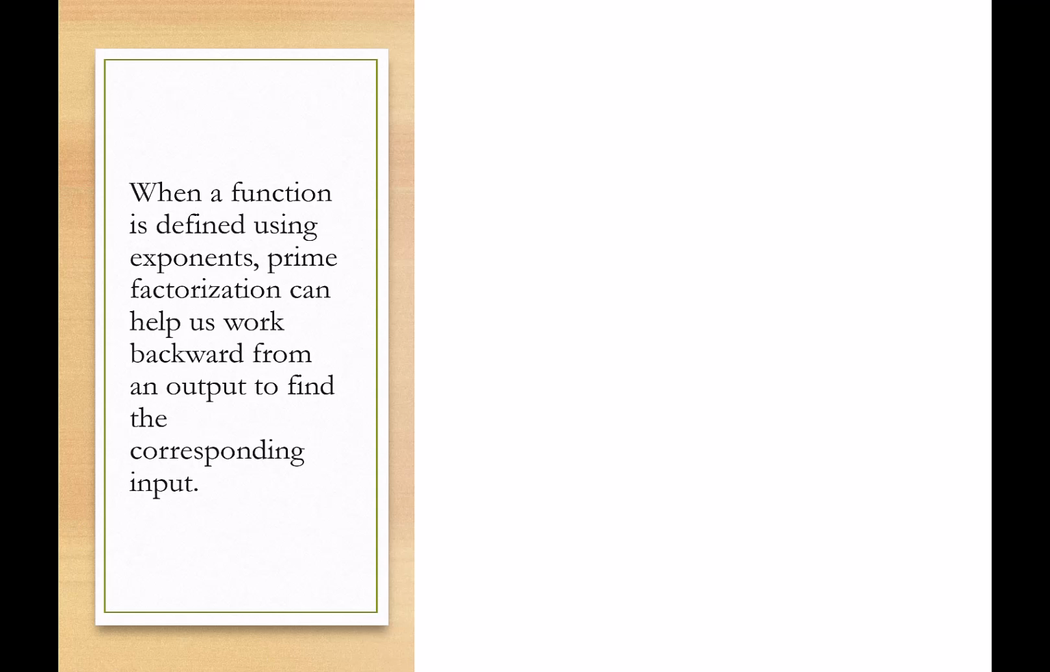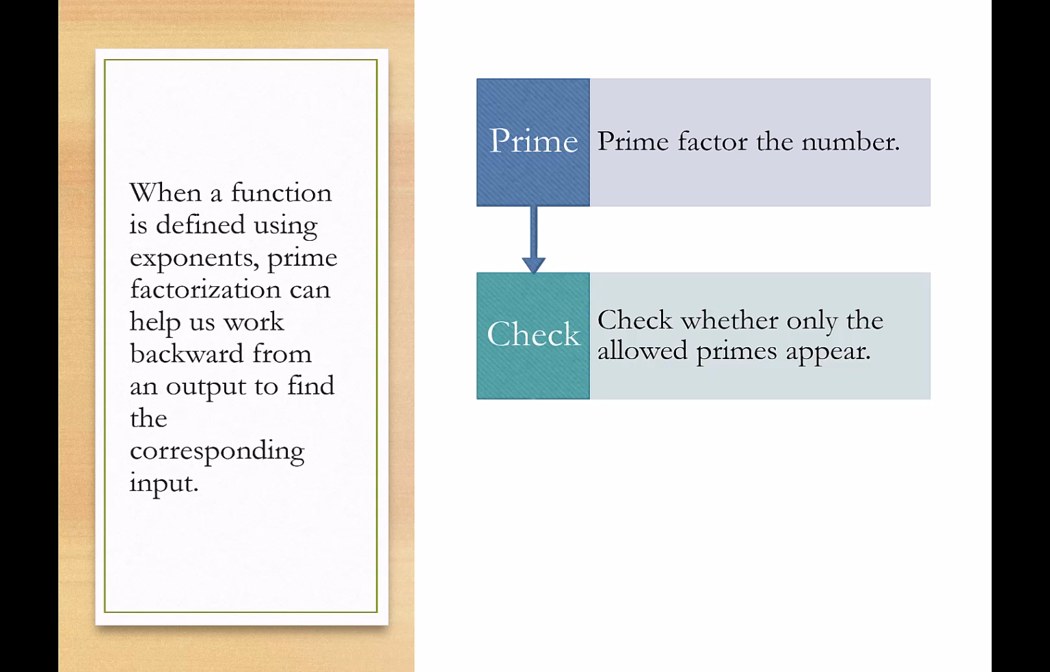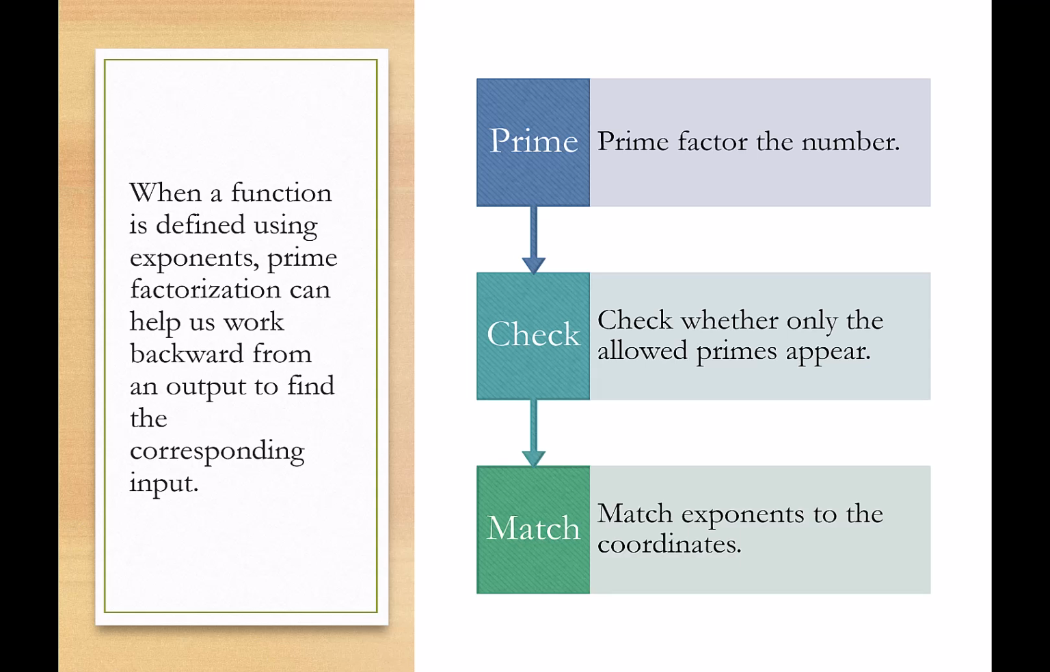So as a wrap-up, when a function is defined using exponents, prime factorization can help us work backwards from an output to the corresponding input. We'll start out by finding the prime factorization of the number, then we'll do a quick check to see if those factors are allowed to be in our product. If the factors work, then we will just match the exponents to the coordinates of the function.